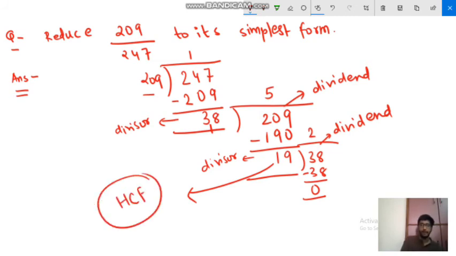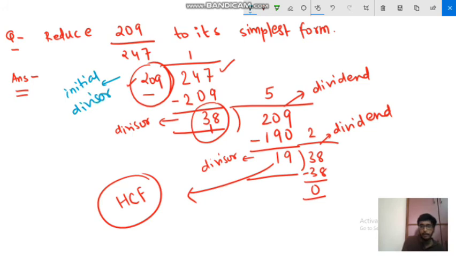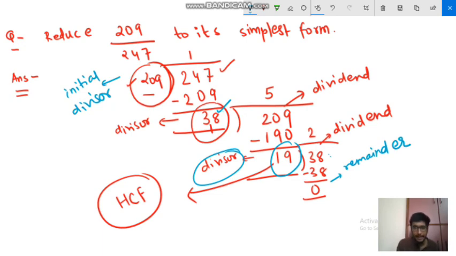We did the same thing. First you divided the bigger number by the smaller one. You got a remainder. Now your initial divisor, that is 209, becomes your dividend and it gets divided by the remainder, that is 38. Then you got 19 as remainder, which is not equal to 0. So you take 38 as dividend and 19 divides it and you get remainder as 0. So 19 becomes the HCF, that is the divisor that made remainder as 0. Okay. Take good 10 seconds, pause the video, note it down and then I will give you some questions for you.